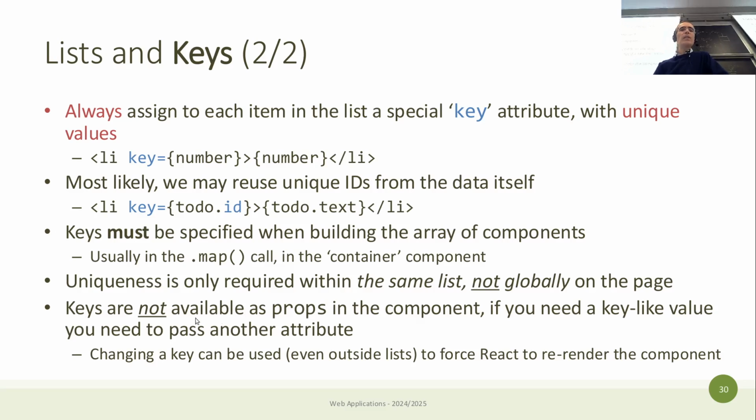And note that keys are not available as props in the component. If you need the key, you need to pass an additional attribute. This is a bit unfortunate. I don't really know why. I didn't investigate why. There's probably some reason, but I cannot really tell you. Also, changing a key is useful, even outside this, to force React to re-render the component. But I think we have an example at a certain point later in the lecture, so I will show it to you.